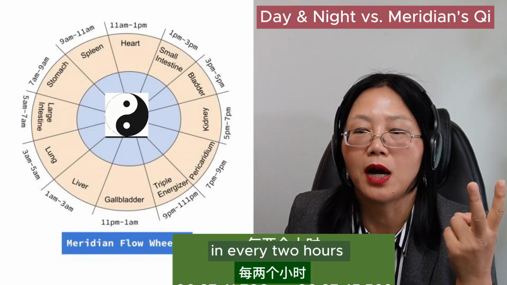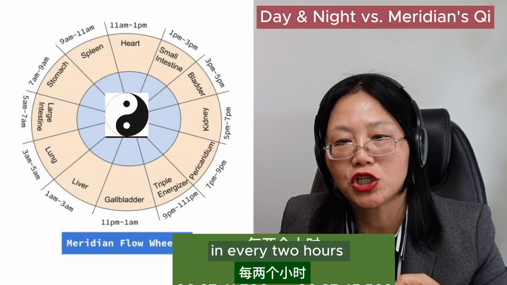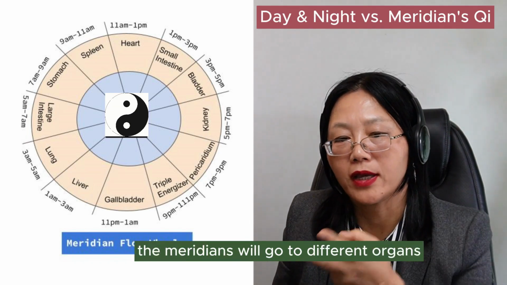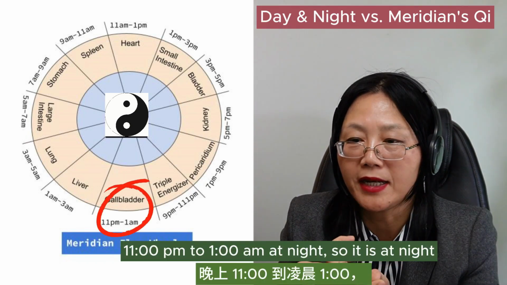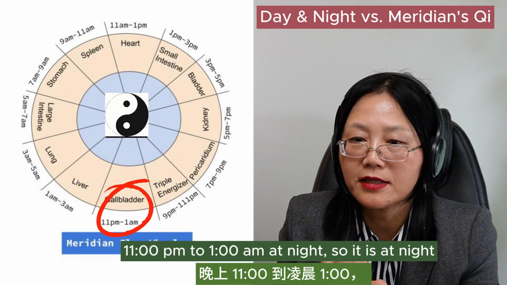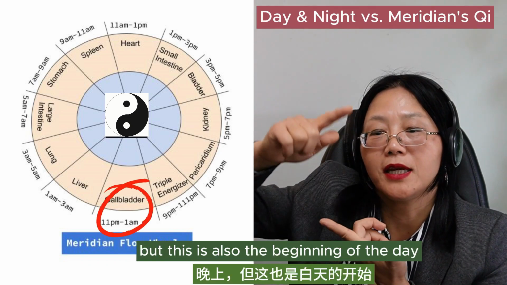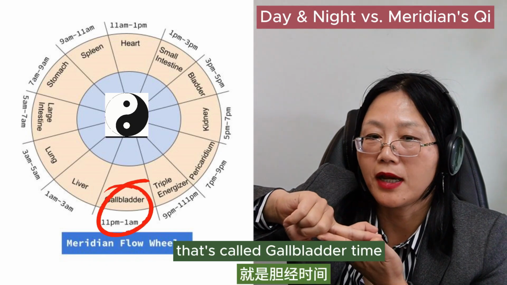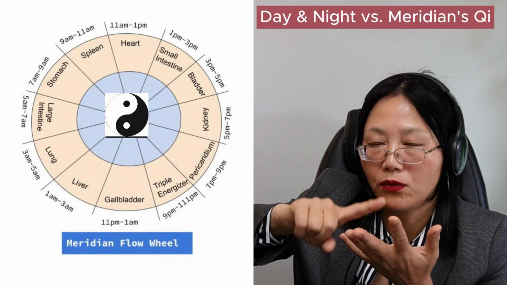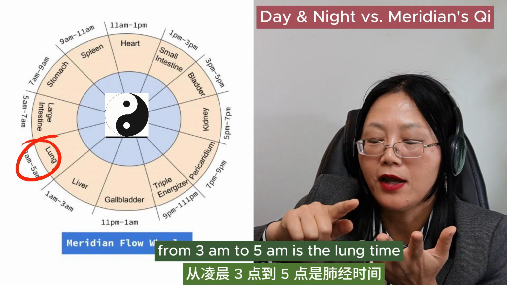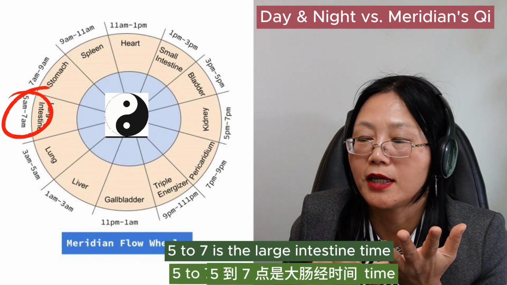Every 2 hours, the meridian qi goes to different organs. Early morning, 11 o'clock to 1 o'clock at night, it is at night, but it's also the beginning of a day. That's gallbladder time. From 1 o'clock to 3 o'clock, it's the liver time. From 3 to 5 is the lung time. 5 to 7 is large intestine time.